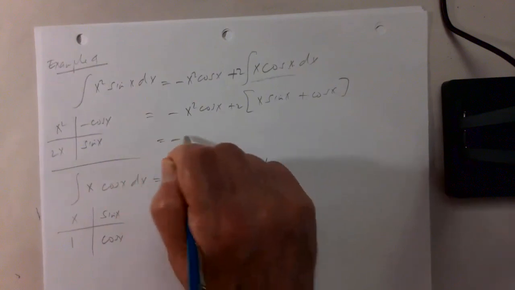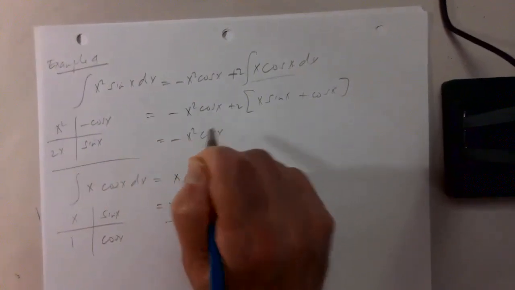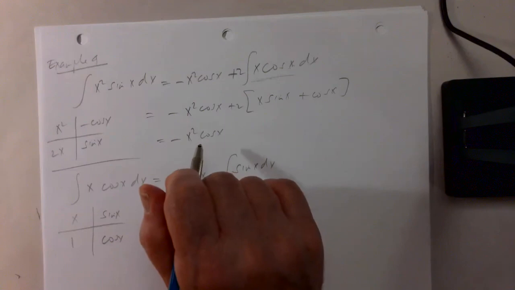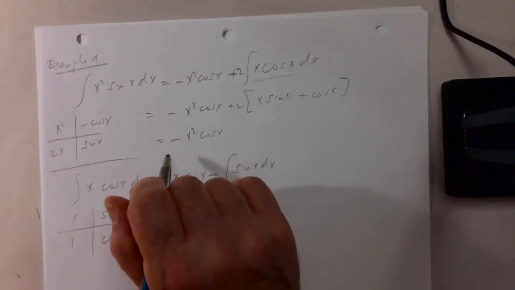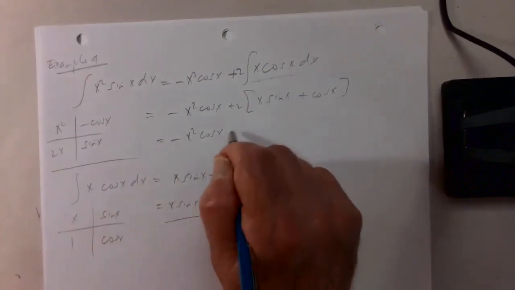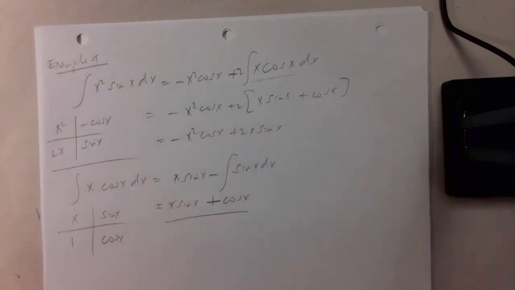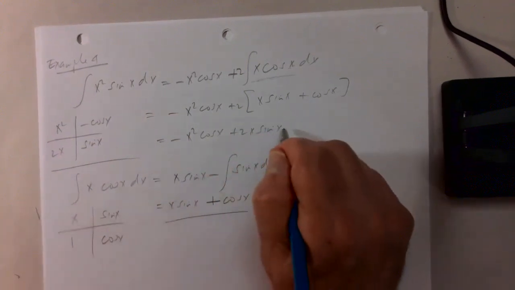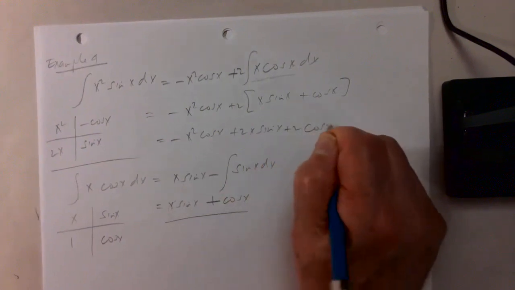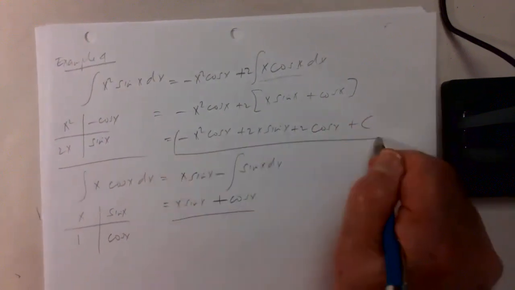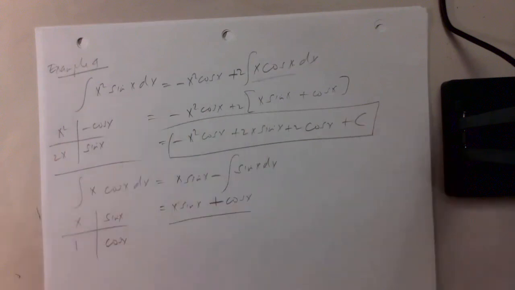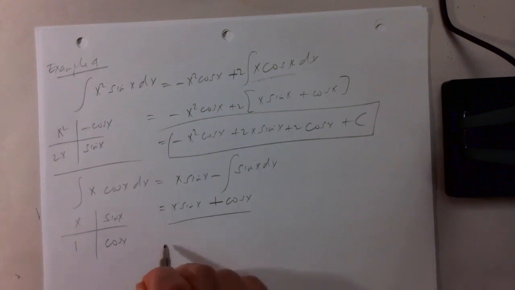So we have minus x squared cosine x plus 2x sine x plus 2 cosine x plus a constant. That is integration by parts.